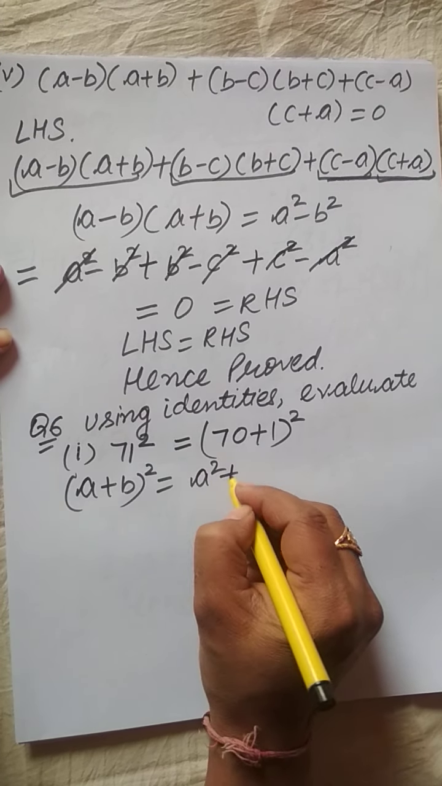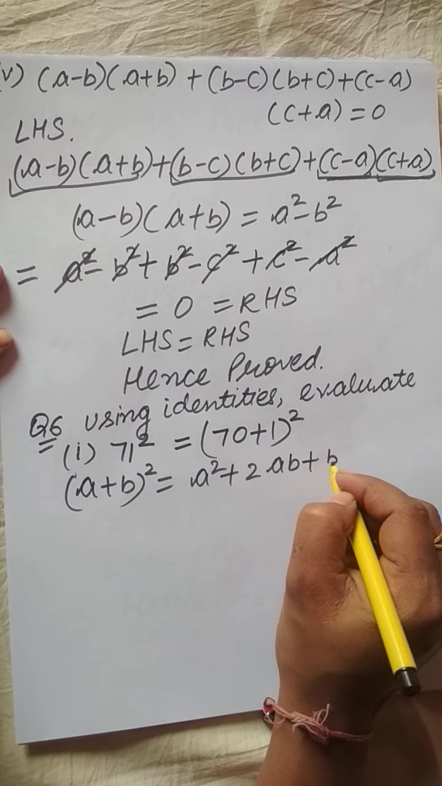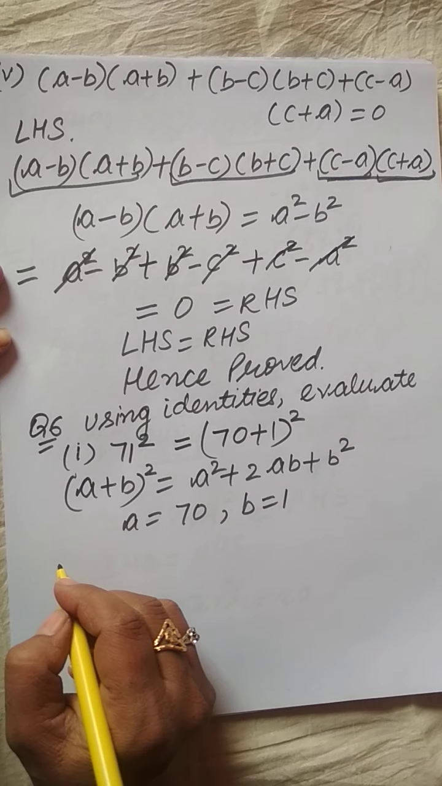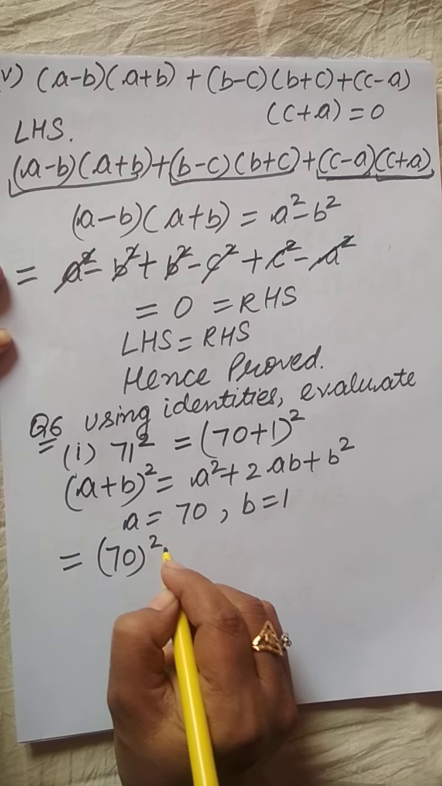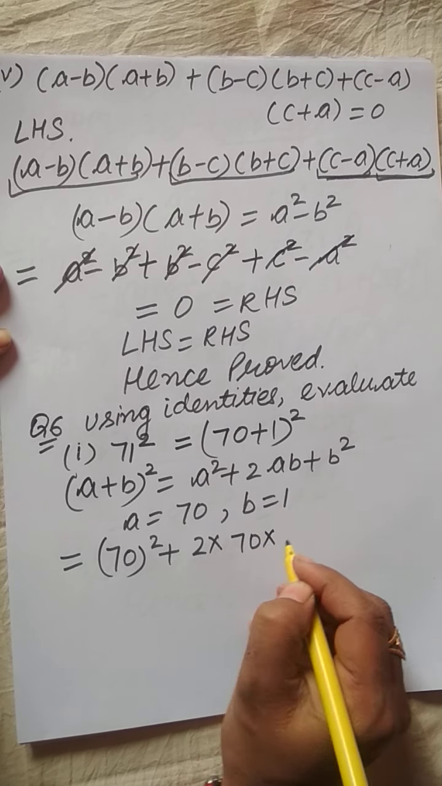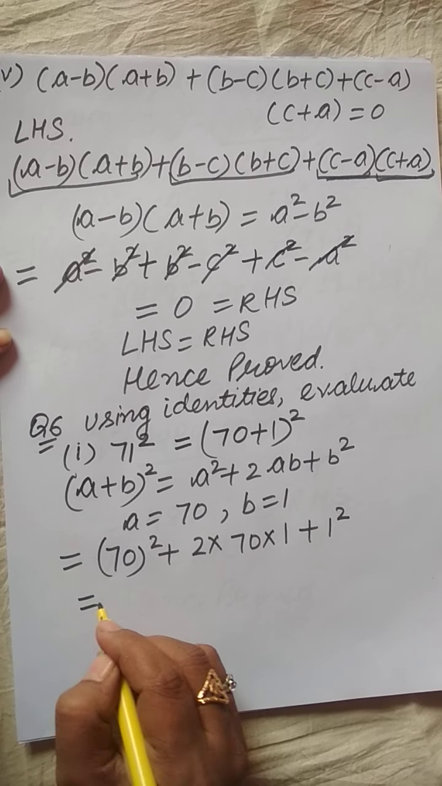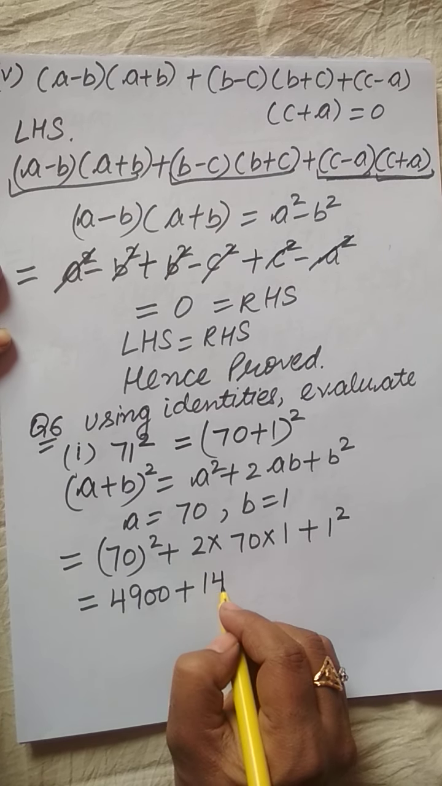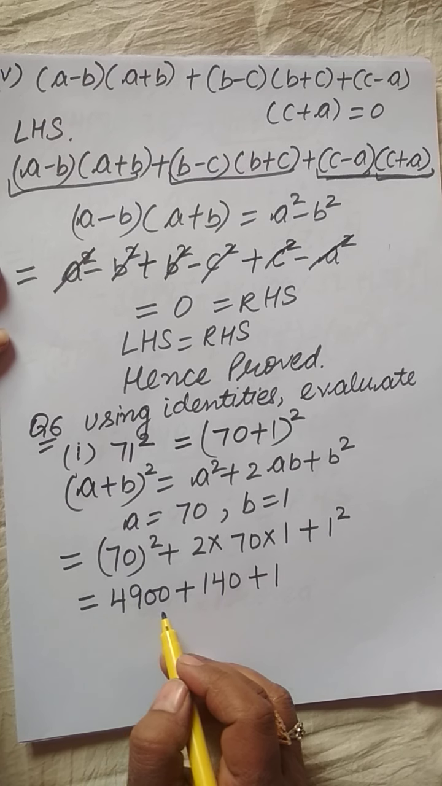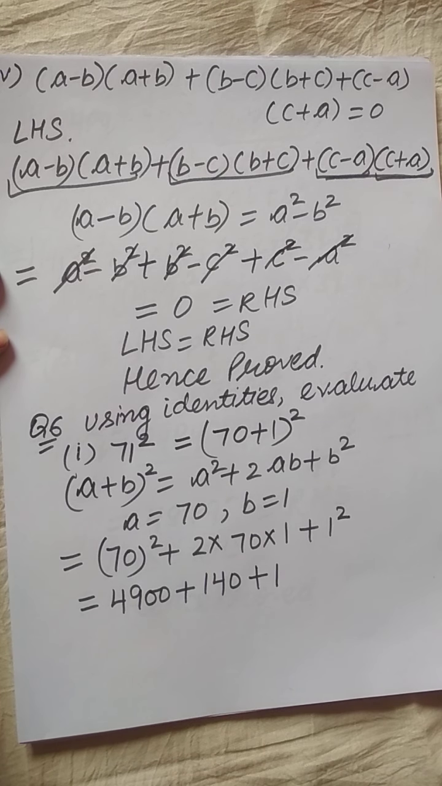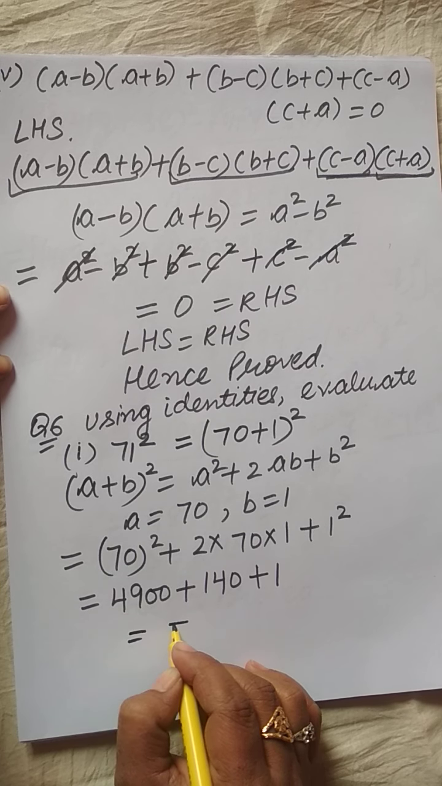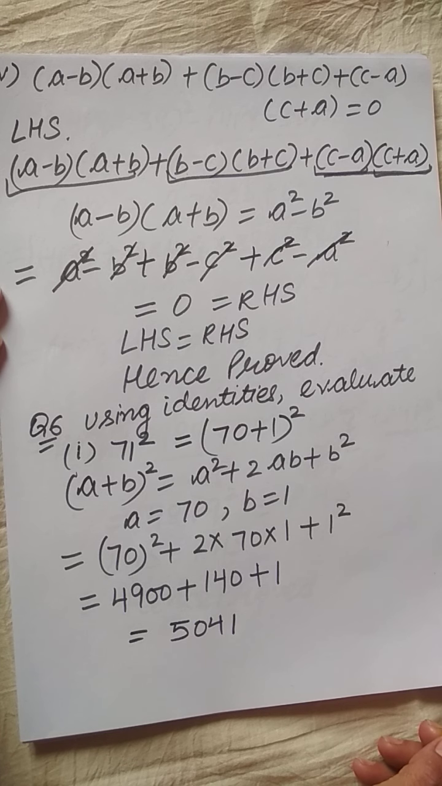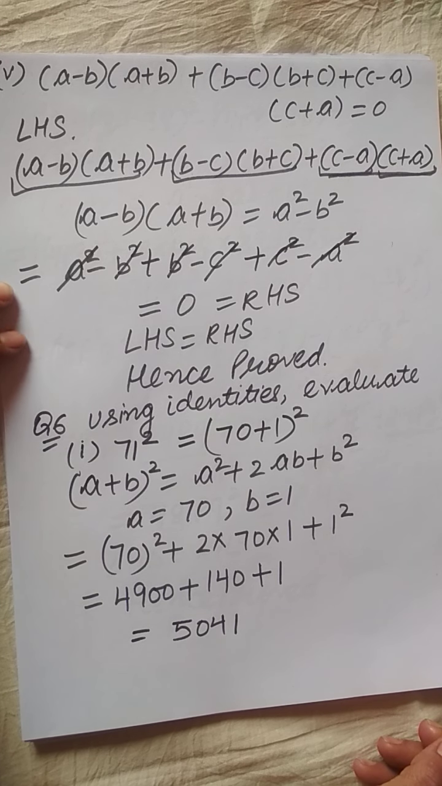a² + 2ab + b². Now the value of a is 70 and b is 1. Substitute the values. Square of 70 plus 2 multiplied by 70 multiplied by 1 plus square of 1. 7 sevens are 4900 plus 2 sevens are 14, 140 plus 1. 4900 plus 140 plus 1 is equal to 5041. This is the answer. In this way, by using the identities, we can find the values of given numbers.